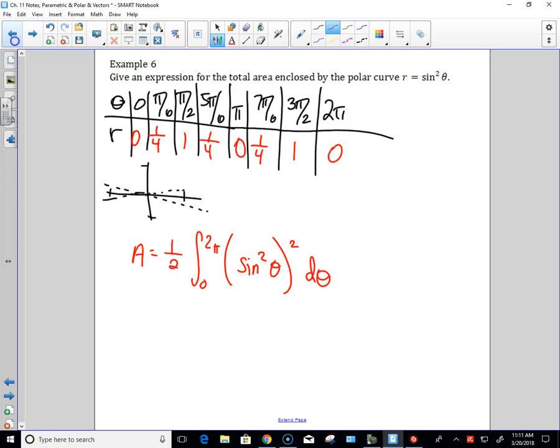So at 0, we're at 0, right? Pi over 6, we're at 1/4. We're not out very far. Then we're up here. Then we're back to 1/4. Then we're back here. Then we go 1/4. Then we go 1.